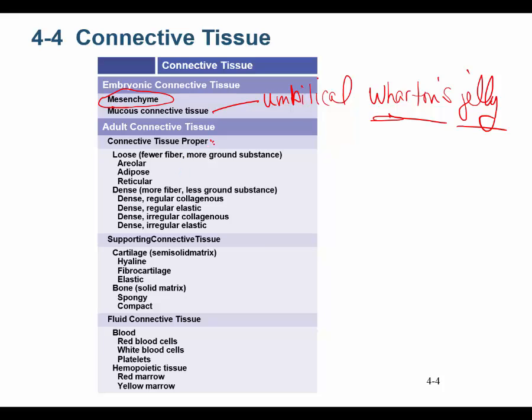You can see the connective tissue proper here, and we broke it down like we did before. Oh, but we did a little bit different here though. Under the dense regular and dense irregular connective tissue, it actually breaks it further. It breaks it into dense regular collagenous and dense regular elastic. Likewise, dense irregular collagenous and dense irregular elastic. Under the supporting connective tissue, you have cartilage and bone, the 3 types of cartilage and the 2 types of bone. And under fluid connective tissue, you have blood, but it breaks down the cells inside the blood. So you can see it's the same classification system.